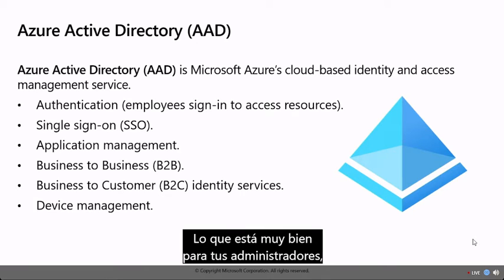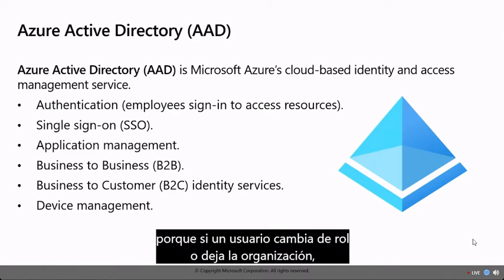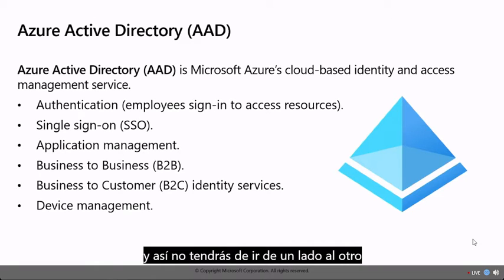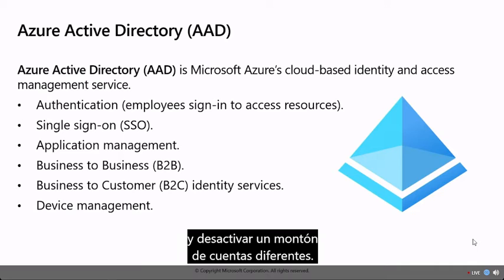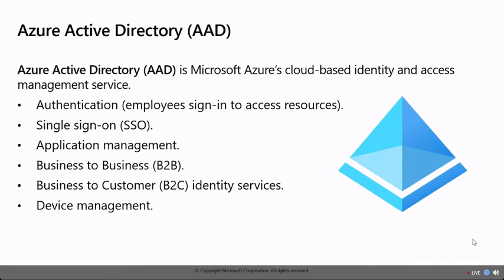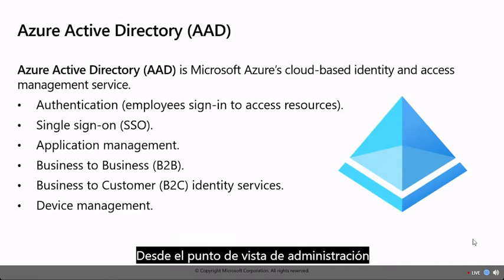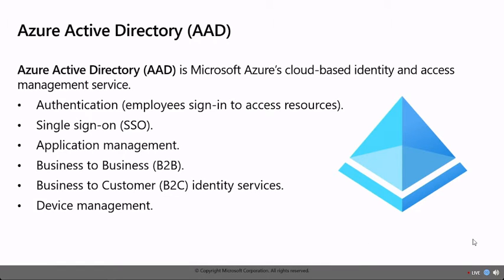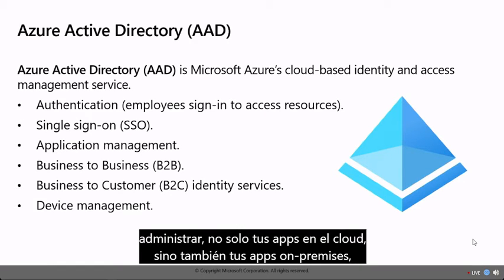And this is really good for your administrators, because if a user changes roles or leaves the organization, you can make the access modification that's tied to that single identity. So that way you're not having to run around and disable a whole bunch of different accounts. From an application management standpoint, you get to choose. You can use Azure Active Directory to manage not only your cloud apps, but your on-premises apps.